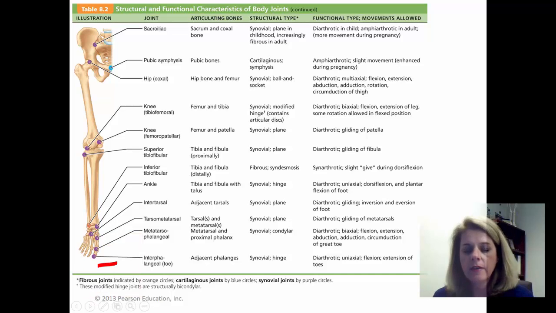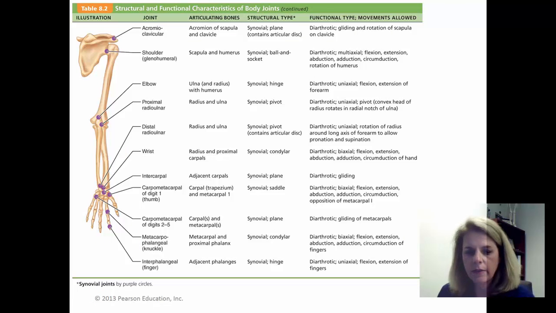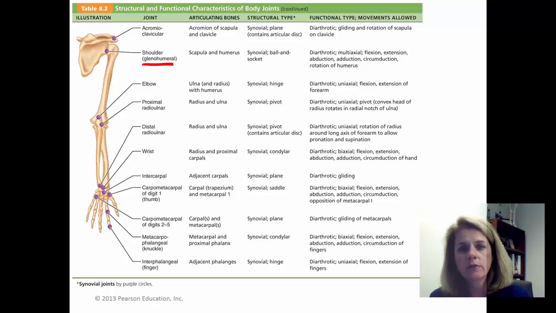There we go. And then here is the arm and the leg. So in the arm, we have the glenohumeral joint, which is the shoulder joint. So you would know that's from the glenoid fossa and the top of the head of the humerus, the proximal end of the humerus. They come together. That's your ball and socket joint.